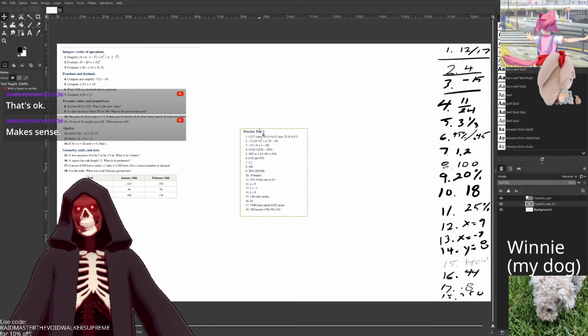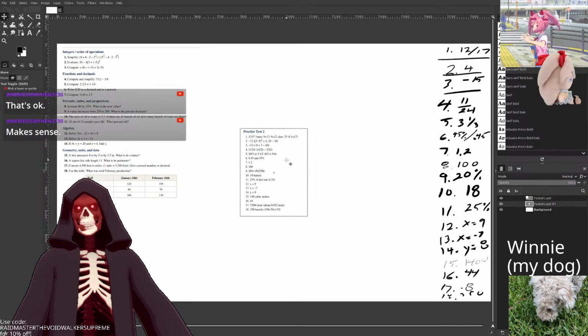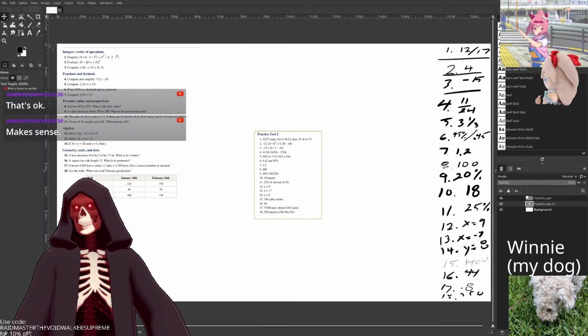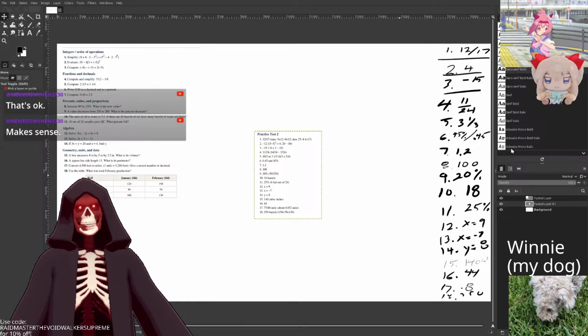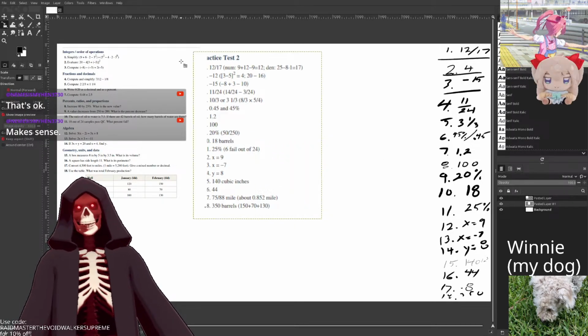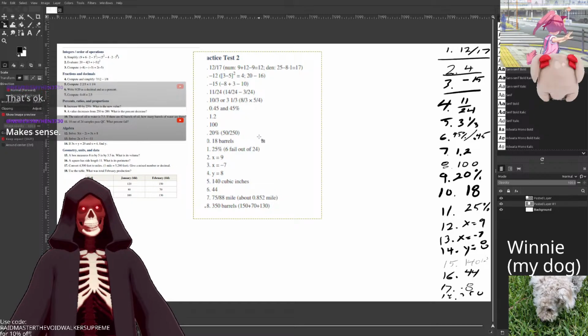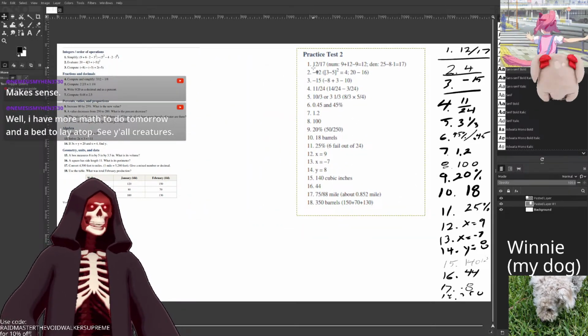Control. How do I scale it again? Oh, Control C. No, not Shift C. There we go. Okay. Alright, so we're gonna go through here.